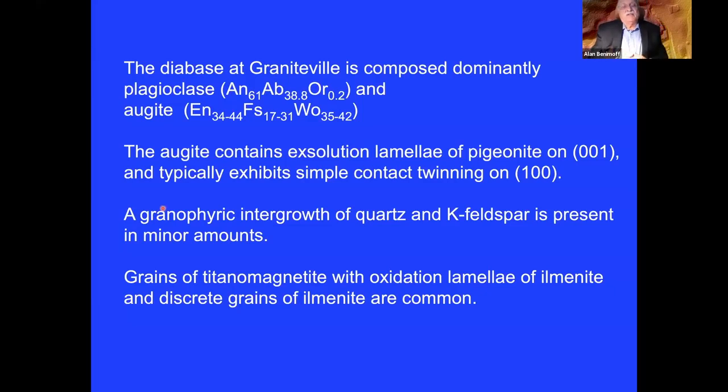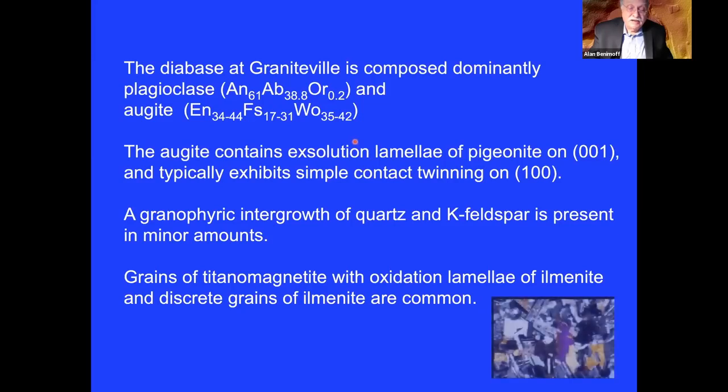So anyway, we analyzed all of this, and what we have here is the actual rock of the sill, AN61, AB 38.8, OR 0.5, and the augite that was in this is EN 34 to 44, FS 17 to 31, WO 35 to 42. And then here's some more material on it. The augite contains features here that typically exhibit contact twinning on 100. And here's what it looks like.